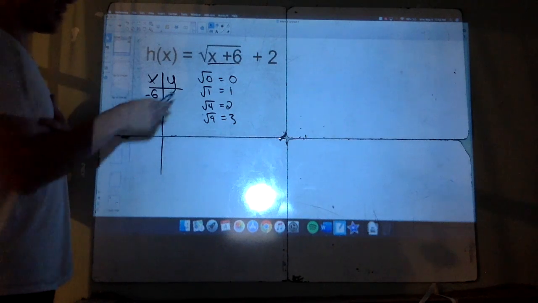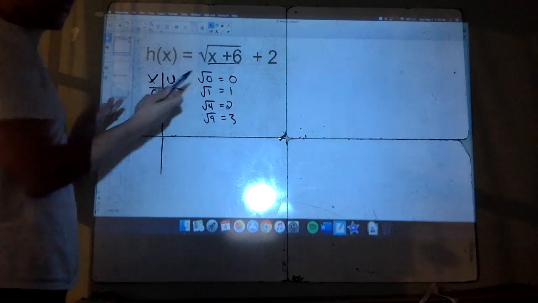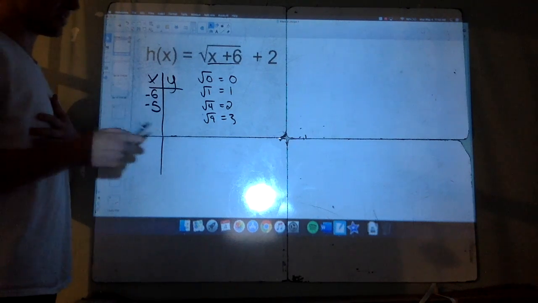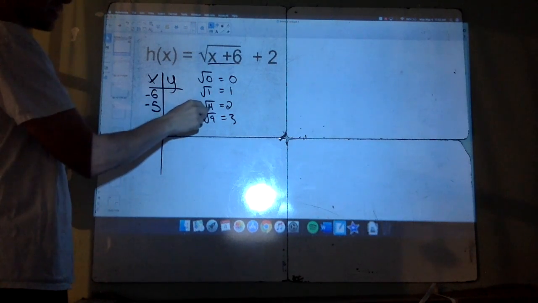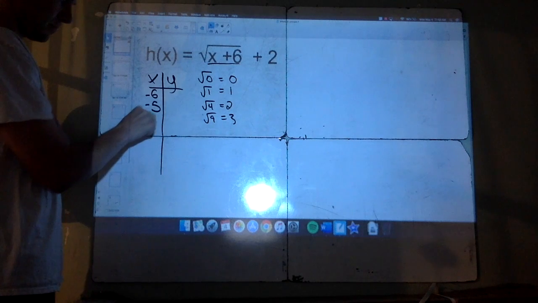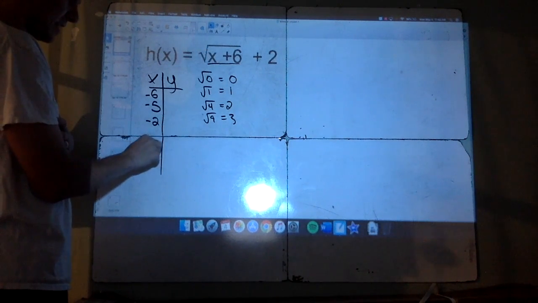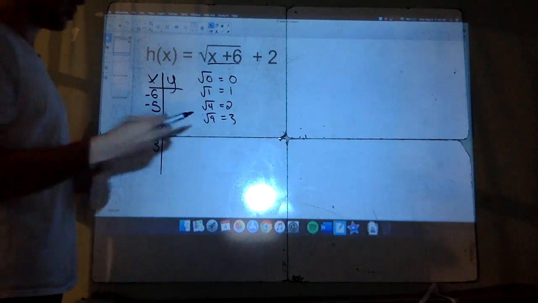Our next one, what plus 6 would give us 1? That negative 5 is our next value. What plus 6 would give us 4? And so we can continue this. What plus 6 gives us 9? And then we're going to just put these numbers in.